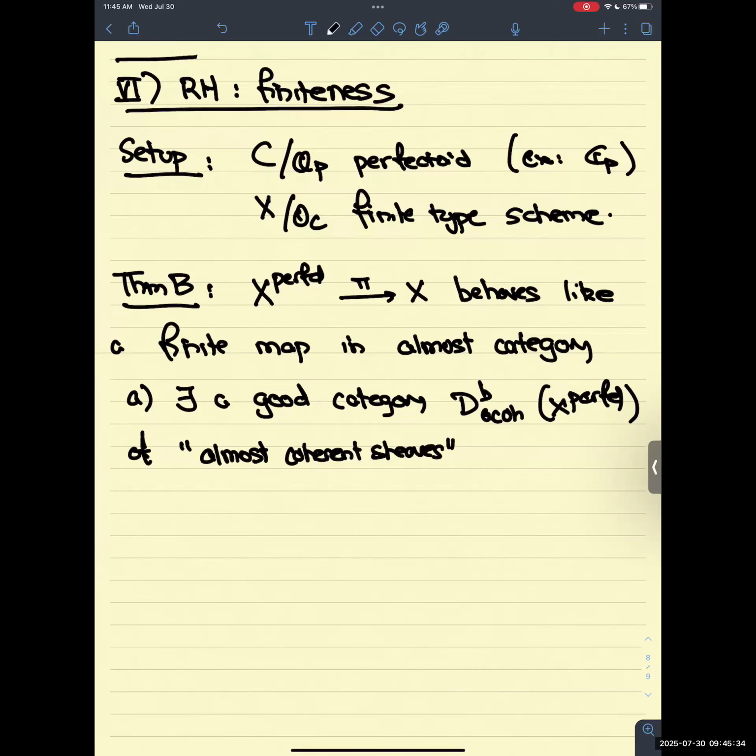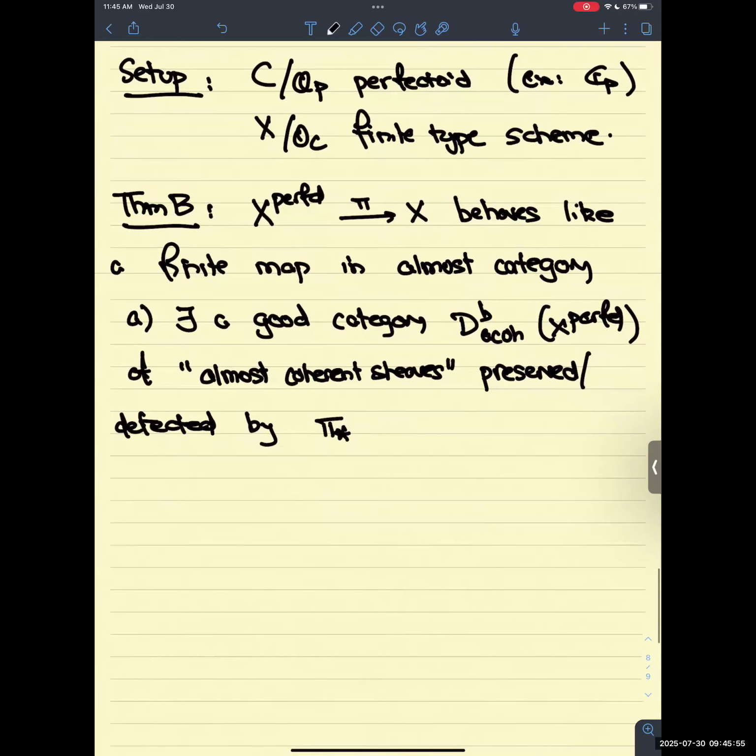And this property of being almost coherent is both preserved and detected by push forward along pi. So this is the sense in which it behaves like a finite map. The finite morphisms have the property that coherence can be preserved and detected by push forward along finite maps. And secondly, there is a notion of Grothendieck duality on X_perfd, and pi lower star intertwines Grothendieck duality.